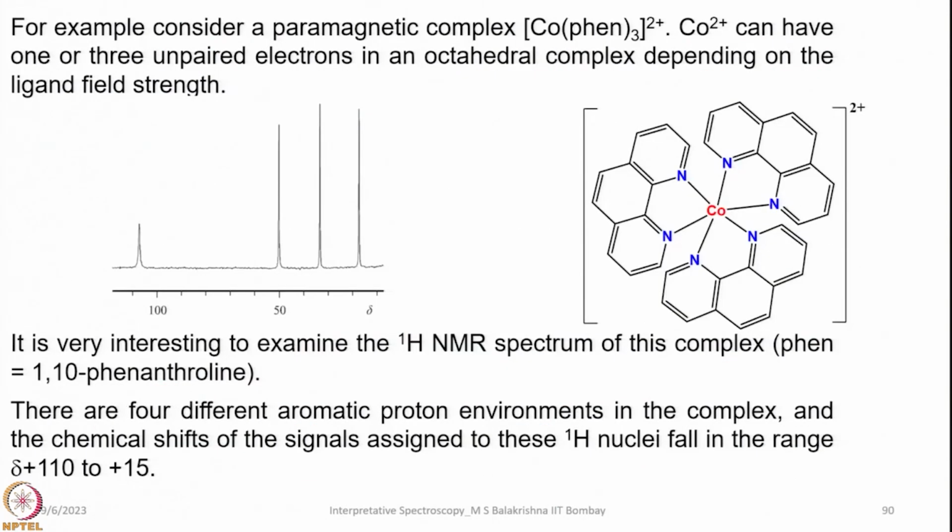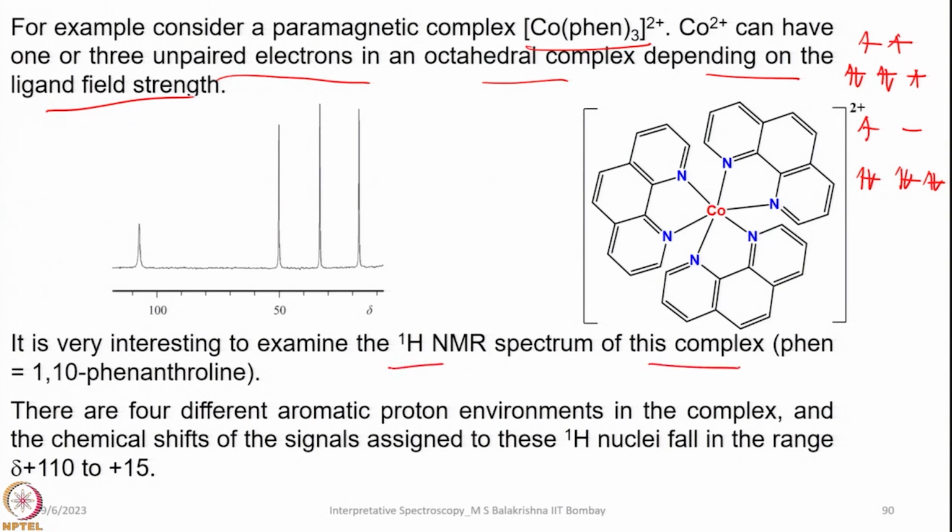So let us consider a simple paramagnetic species, the trisphenanthroline cobalt(II) complex. Cobalt(II) can have 1 or 3 unpaired electrons in an octahedral complex depending upon the ligand field strength. So this is a d7 system, we can have something like this, or we can also have something like this if it is low spin. So we can have either 1 or 3 unpaired electrons. So it is very interesting to examine the 1H NMR spectrum of this trisphenanthroline complex.